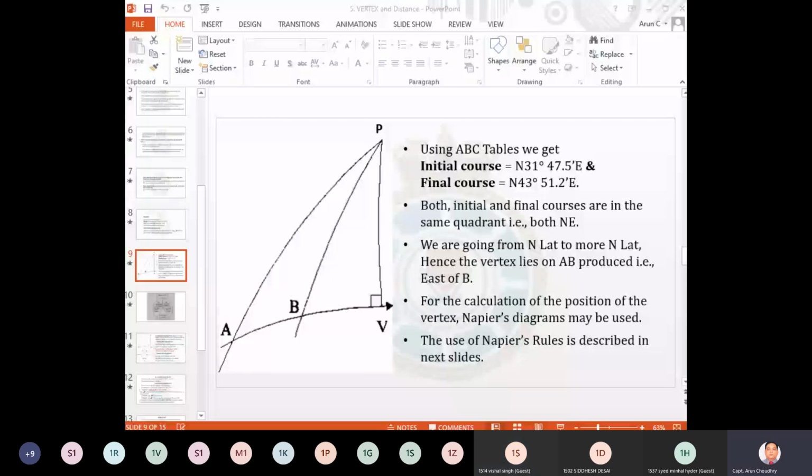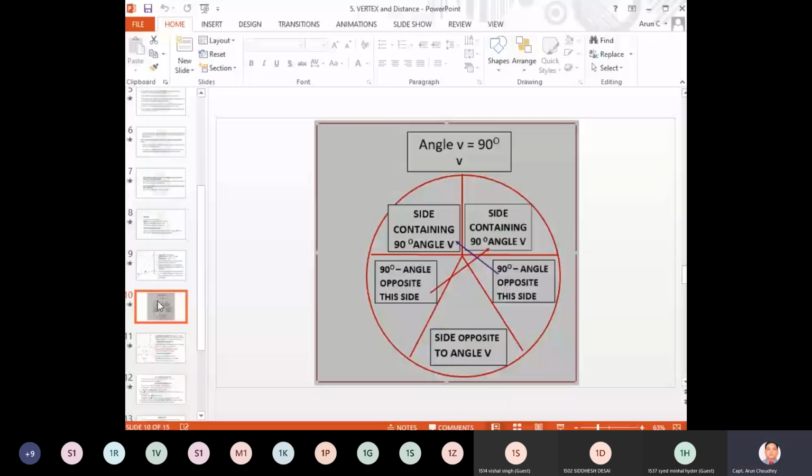Now, this is how we make that Napier's diagram. Angle B is 90 degrees, so we keep this on the top. Angle B we will write here: angle B is equal to 90 degrees. Now these two, we will put the names of the sides which contain the angle B. So which are the sides which contain angle B? Just write down your answers, or make a diagram.